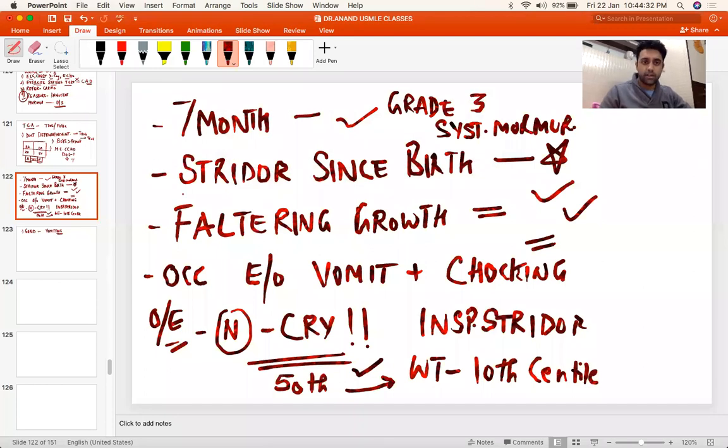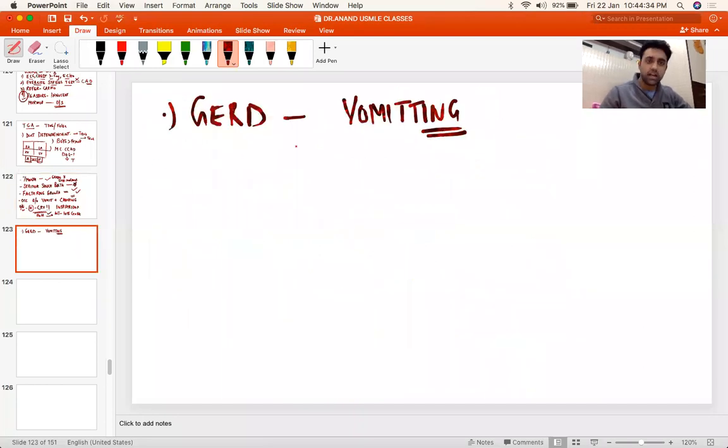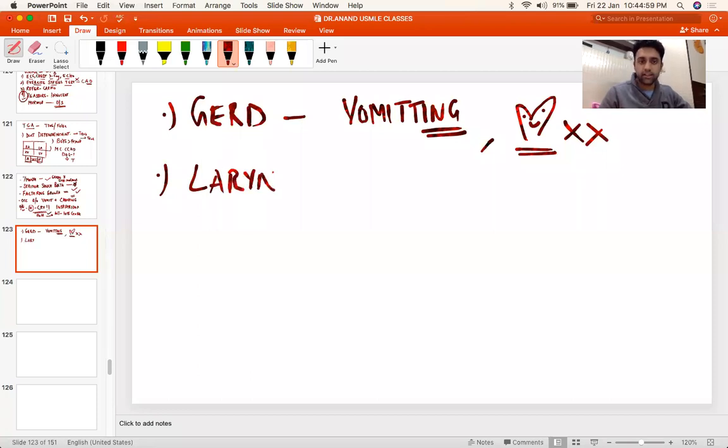The predominant symptom for GERD is vomiting, number one. And of course, you don't see cardiac features in GERD. Yes or no? You don't see cardiac features in GERD. So this is not a GERD case. These questions are really interesting. Try to allow your brains to take in this complicated information, and if you can filter it, you will crack it. Next option, laryngomalacia. If I say this is a case of laryngomalacia, Monica, what do you think?